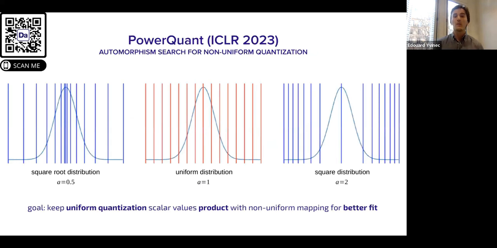So what we wanted to do in that paper called PowerQuant, which was published this year at ICLR, was to find non-uniform quantization transformations that map a multiplication to a multiplication. Such transformations are essentially automorphisms, and that's just, in that case, a fancy word to say power functions. So here with PowerQuant, what we want to find is the best suited power function to fit our initial distribution.